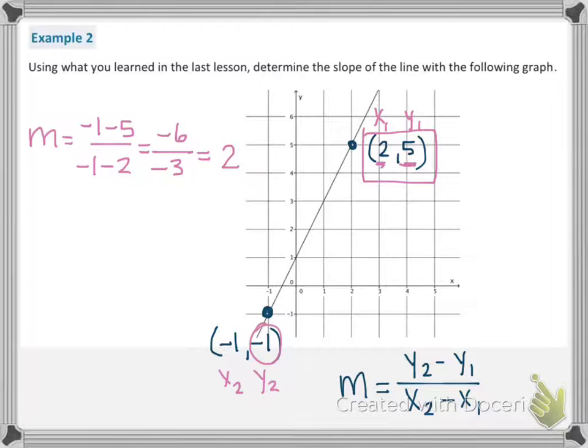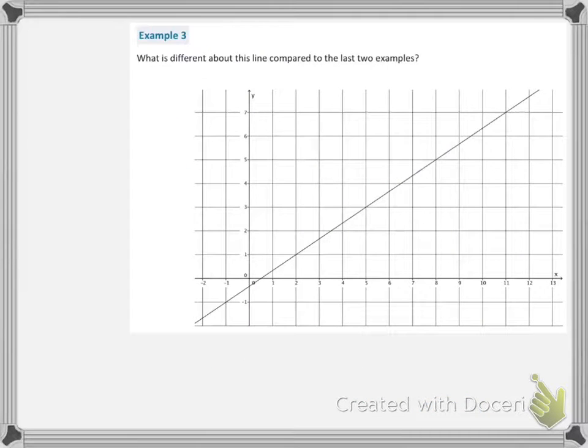And I can see that if I count from this point, up to right 1, slope of 2. Up to right 1, another slope of 2. So I can use the equation to calculate slope if I don't have a graph. All right, let's look at another one.